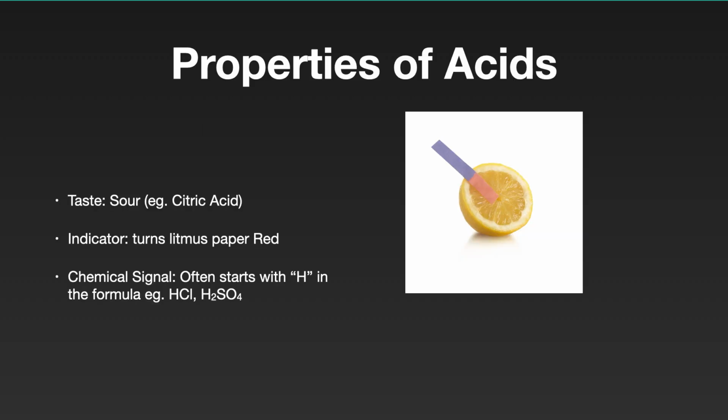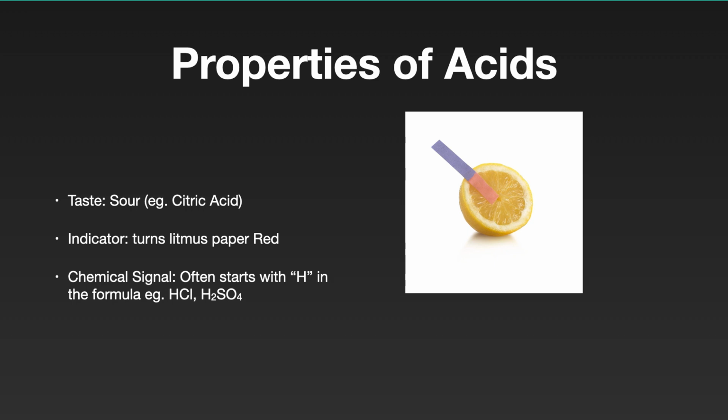First, let's look at acids. The word acid comes from the Latin acidus, which literally means sour. You know this taste well if you've ever bitten into a lemon or a lime. That tartness comes from citric acid. In the lab, we identify acids using litmus paper, which turns red in their presence.